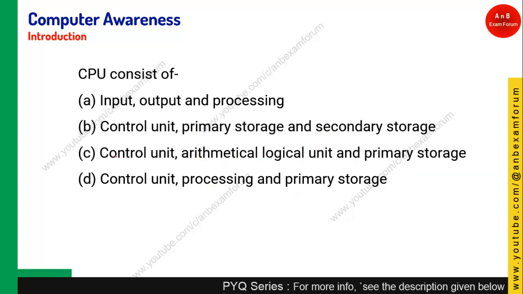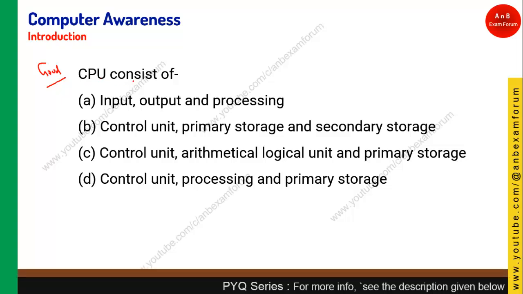Let's see our next previous year question, a very good and very important one. What is the CPU, the Central Processing Unit, consists of? Option A, input, output, processing. This is basically the definition of the computer, it is not the CPU, so you can ignore this option. As I told you in the beginning, CPU consists of control unit, primary storage, but not the secondary storage. So this option is again wrong. If you see option C, it consists of CU, arithmetic logical unit, and the primary storage. Yes, so option C is the correct answer.